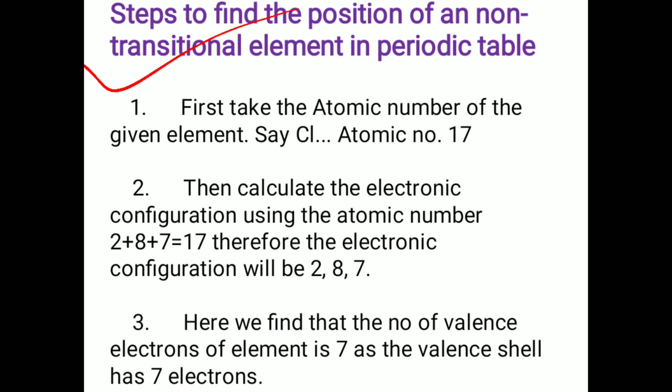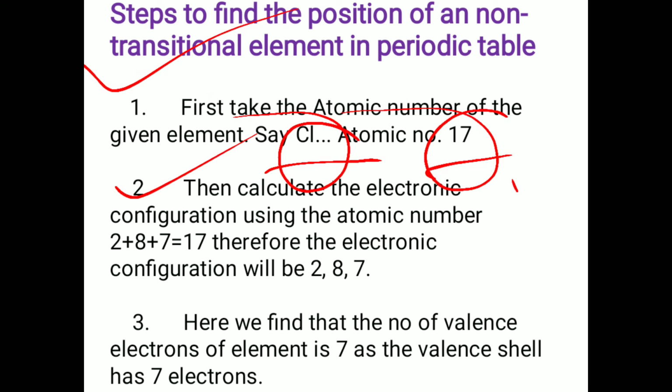Suppose first we take chlorine. The atomic number of chlorine is 17, so you have to write the electronic configuration of chlorine. The electronic configuration of chlorine is 2, 8, 7, or 2 plus 8 plus 7, which makes 17.